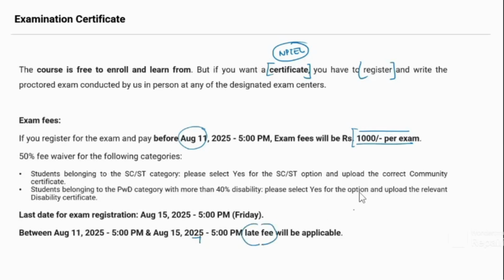So all those who are especially doing it from an academic requirement, I would suggest you please do the registration as soon as possible. Do not wait for the last date and even for the late fee date. Do it and get free from all these things. Also, there is a 50% fee waiver for different categories, whether you belong to SC/ST category or PWD. What you will need to do is validate it by uploading the relevant certificate. The moment you do it, the NPTEL team will have a look at it and they can offer you this fee waiver.